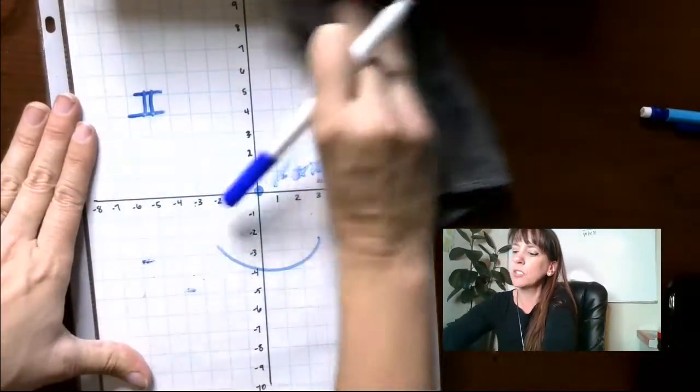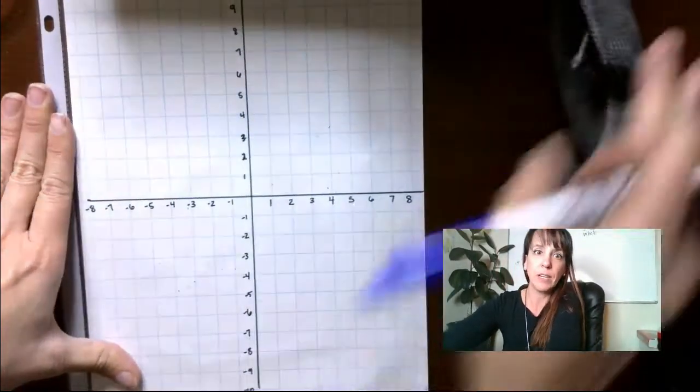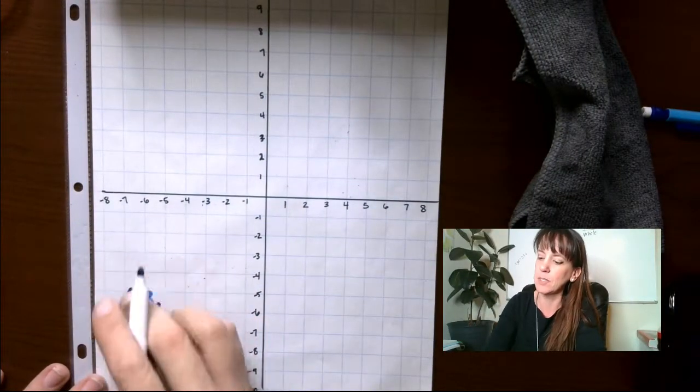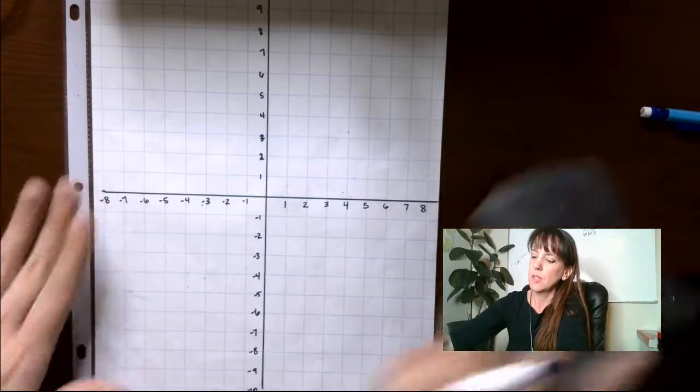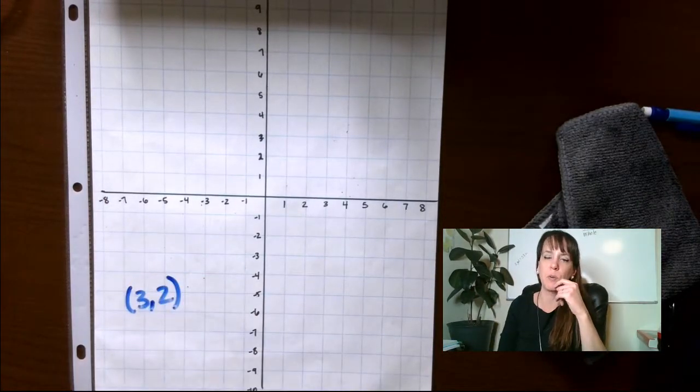So the way that this works is you're given a set of ordered pairs and you have to graph it, right? So let's talk about our first one. Let's say our first set of ordered pairs was 3, 2.